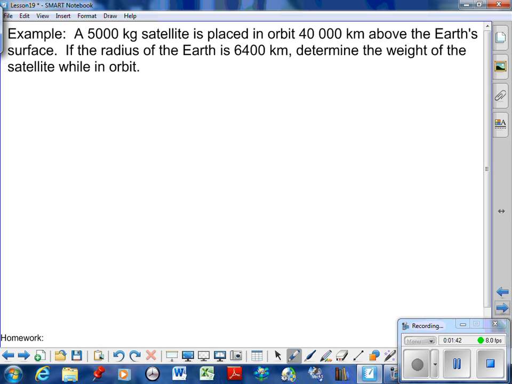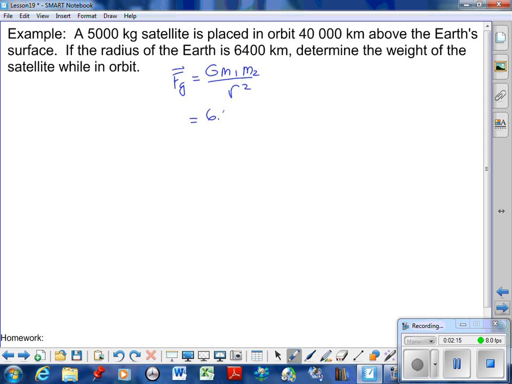What happens if we have a 5,000 kilogram satellite and it's in orbit, 40,000 kilometers above the Earth's surface? Radius of the Earth is 6,400 kilometers. Determine the weight of the satellite while in orbit. Determine the weight. So we're looking at its force due to gravity. So force due to gravity would equal gravitational constant, m1, m2 over the r squared.